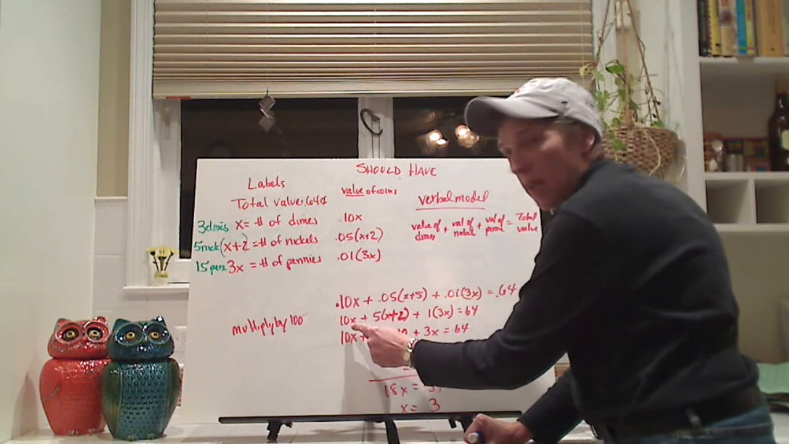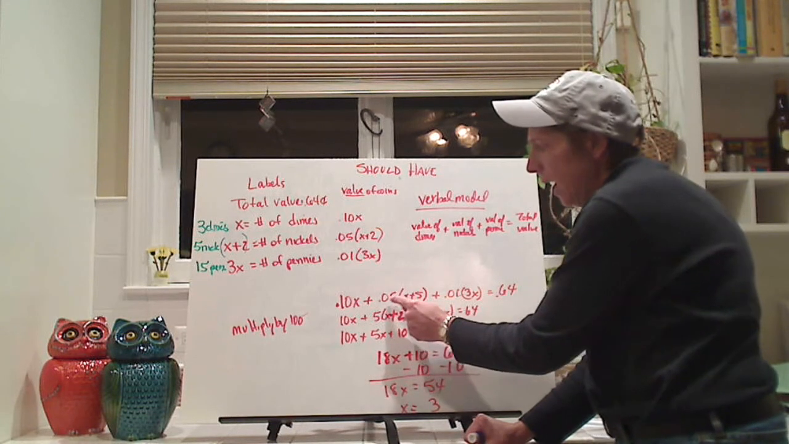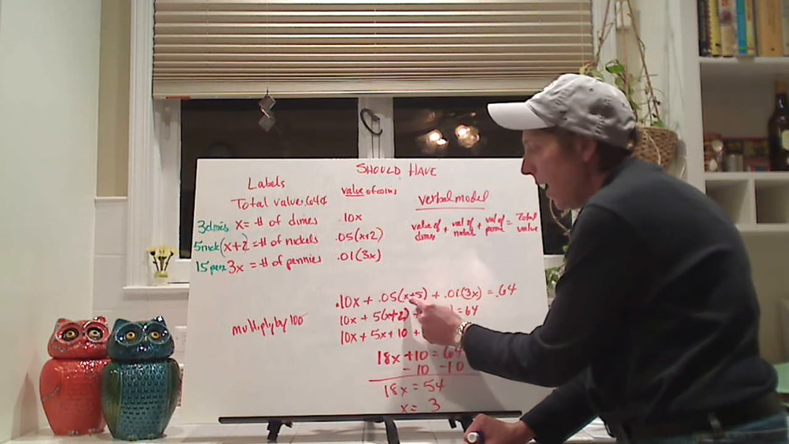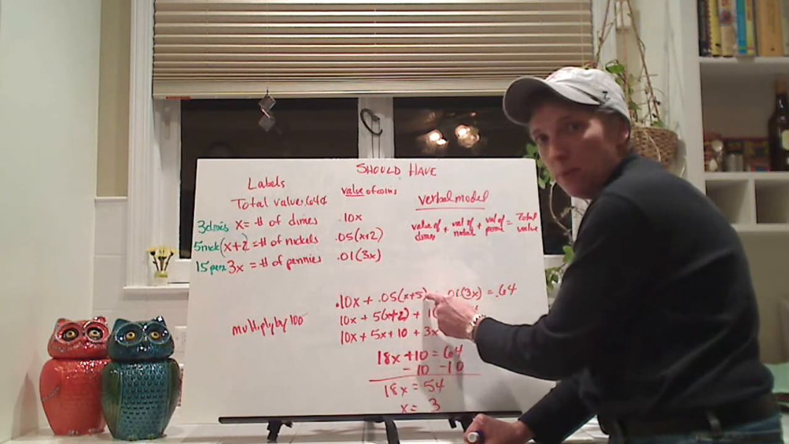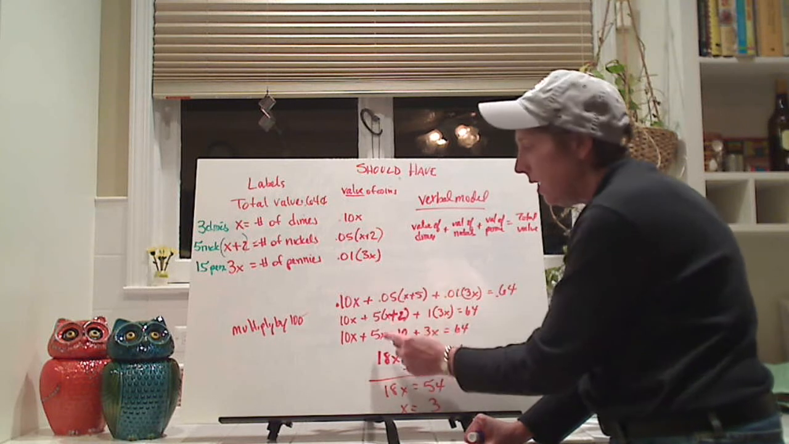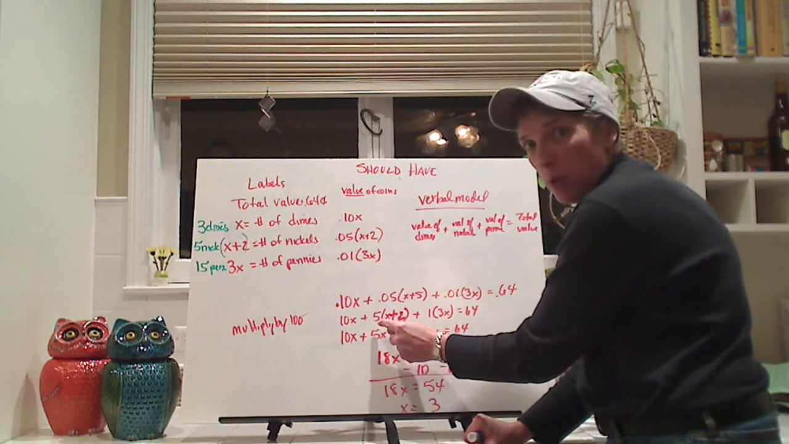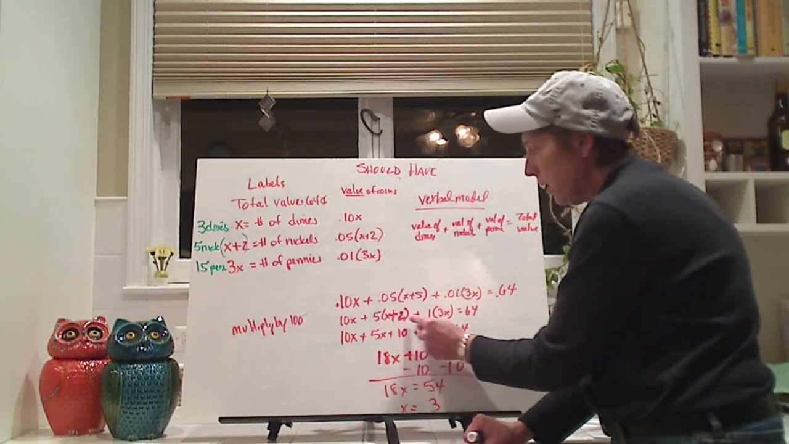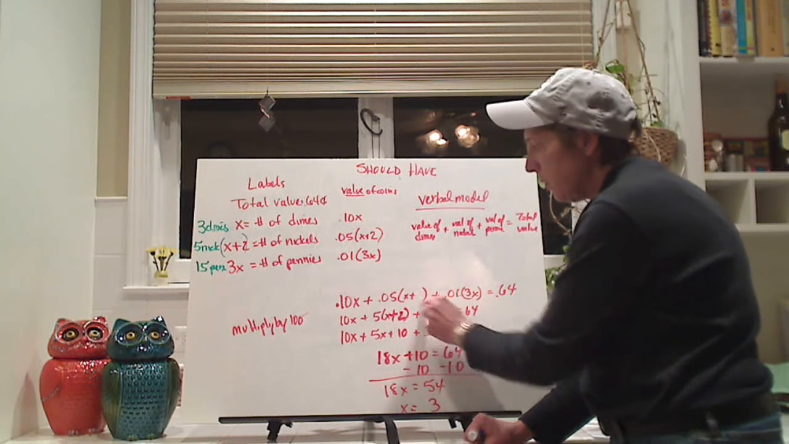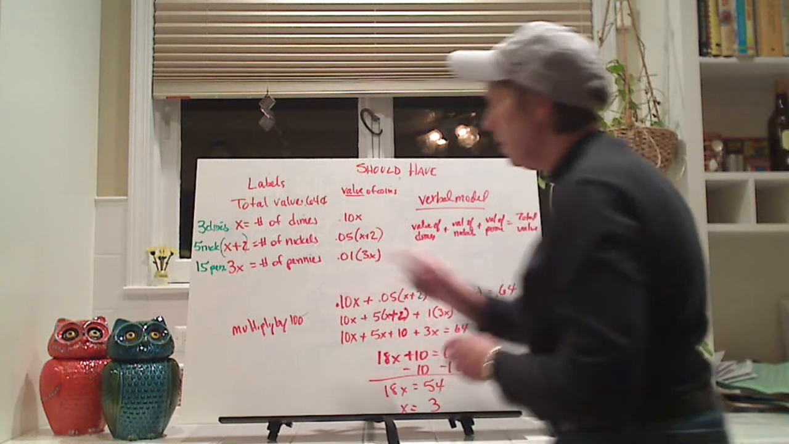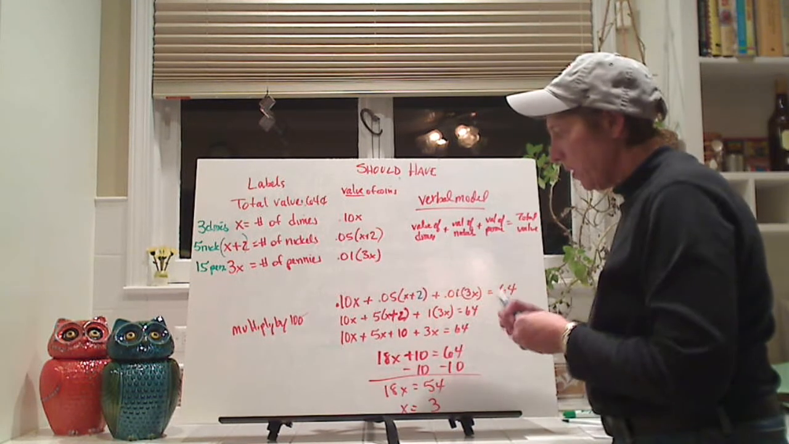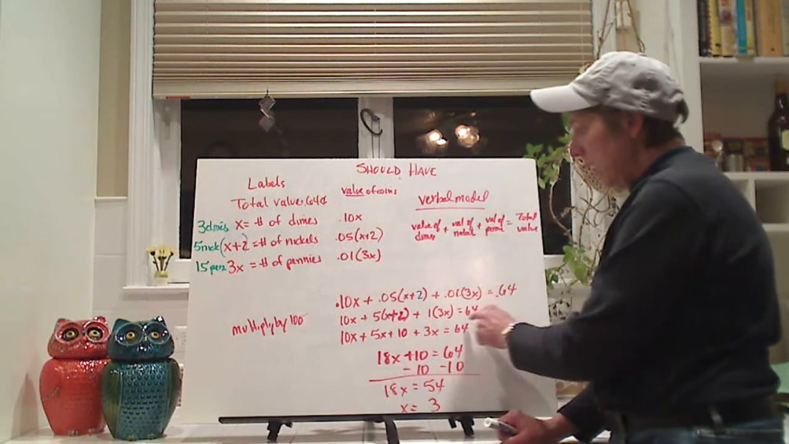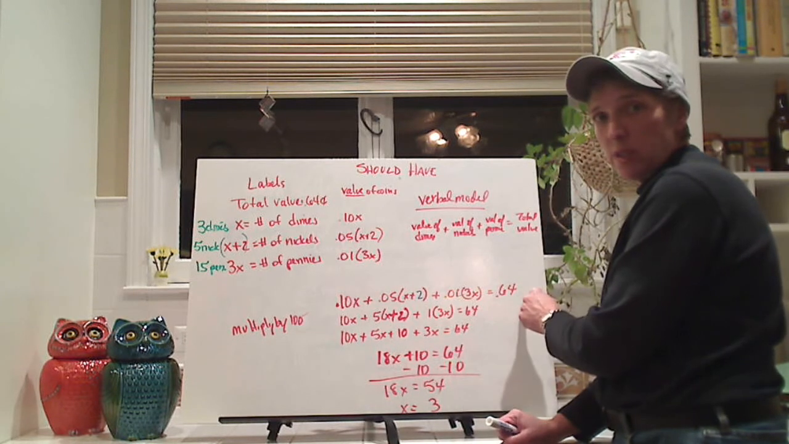So this becomes 10x. But here, I don't distribute. Remember, this is a factor of the quantity of x plus 5, so I don't distribute the 100 inside the parentheses, because this is multiplication. As long as I do it to the 0.05, I'm okay. So I get 5 times the quantity of x plus 2. That's plus 2. I made a mistake when I was writing this down. It's plus 2 up here. And then plus 1 times 3x, because I've multiplied by 100, equals 64, because it's 0.64.